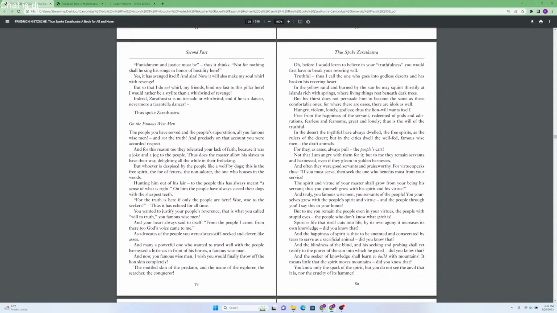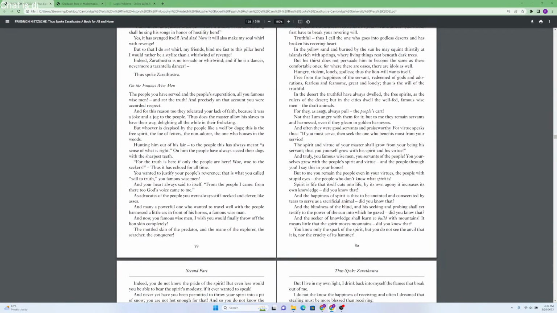In the desert the truthful have always dwelled, the free spirits as rulers of the desert. But in cities dwell the well-fed, famous wise men, the draft animals. For they, as asses, always pull the people's cart. Not that I am angry with them for it.